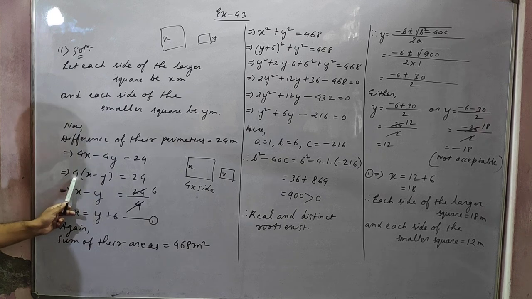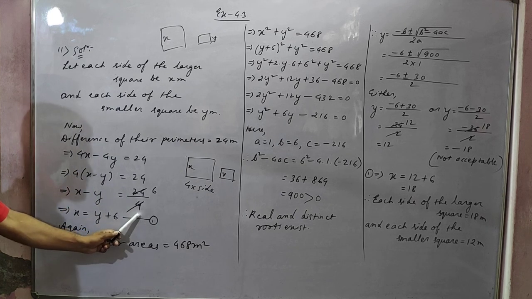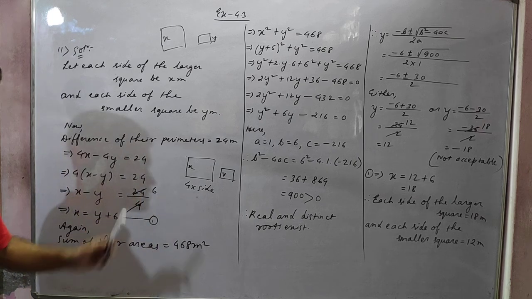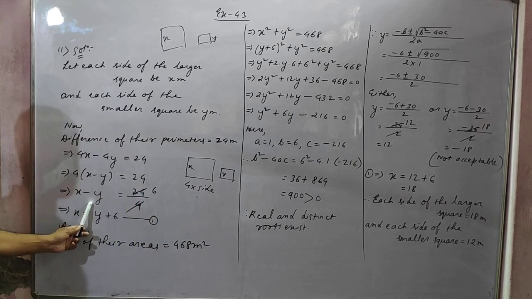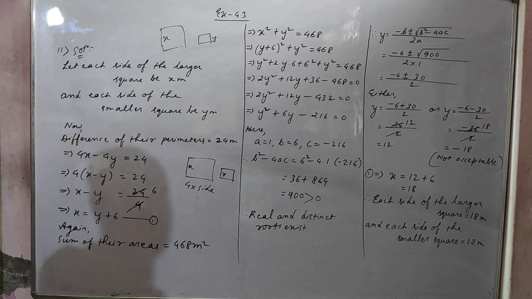From these two we have taken 4 common. So we will get x minus y. With 4, if you cross multiply it will come down, isn't it? 4 cancels 24 how many times? 6 times. Minus y you take to the other side, it will become plus y. So x equal to y plus 6, mark it number 1.